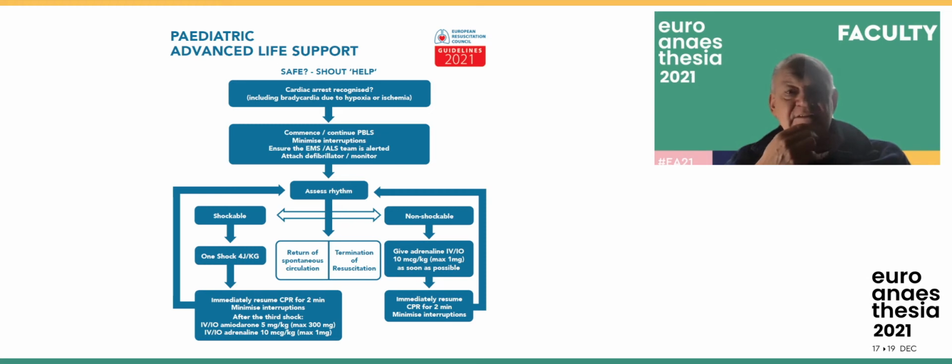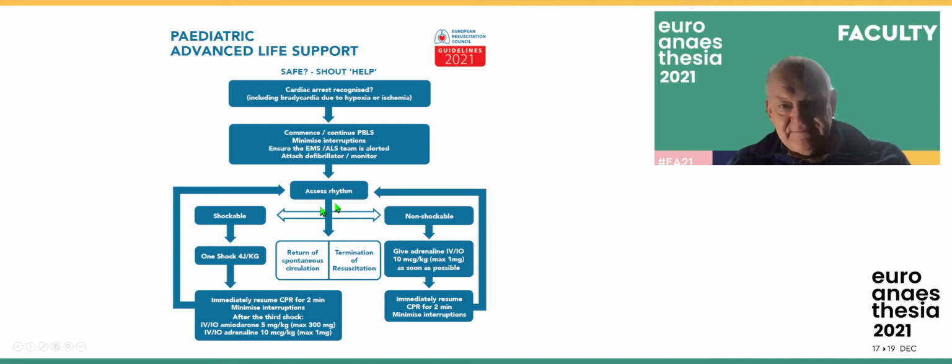So again, safe, shout for help, recognition of cardiac arrest, and also those who are in the stage of bradycardia due to hypoxia or ischemia. And obviously respiratory arrests have better outcomes, as we know, than cardiac arrests, but there's a very quick descent from bradycardia into full-blown cardiac arrest. So continue or start pediatric life support, minimize the number of interruptions, call for help, and attach, this is now in a hospital setting, but out of hospital, a defibrillator, AED.